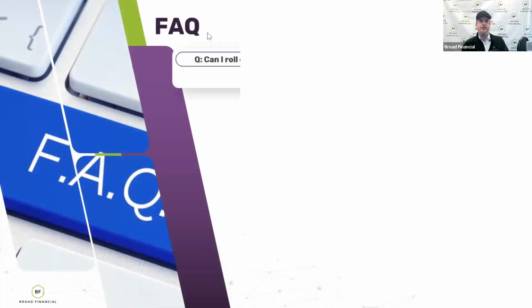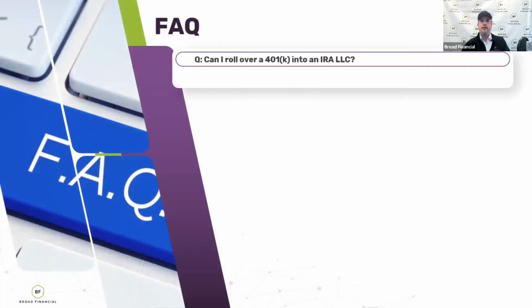Okay, FAQ. Can I roll over a 401k into an IRA LLC? And the answer is yes. Almost any retirement account can be rolled over. Now, by the way, you do have to check if it's with the company where you currently work. If a company sponsors a 401k and you still work there, often they do not allow you to roll it out. That's an important consideration.